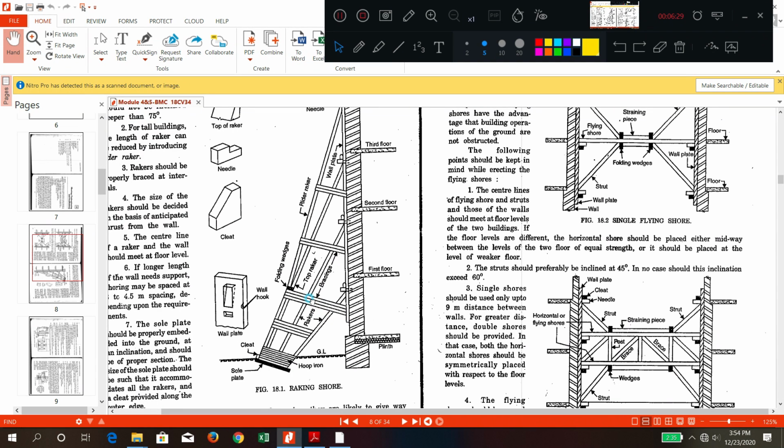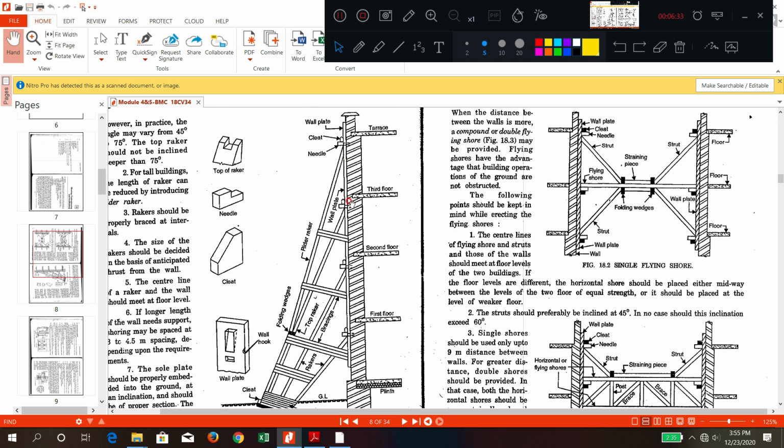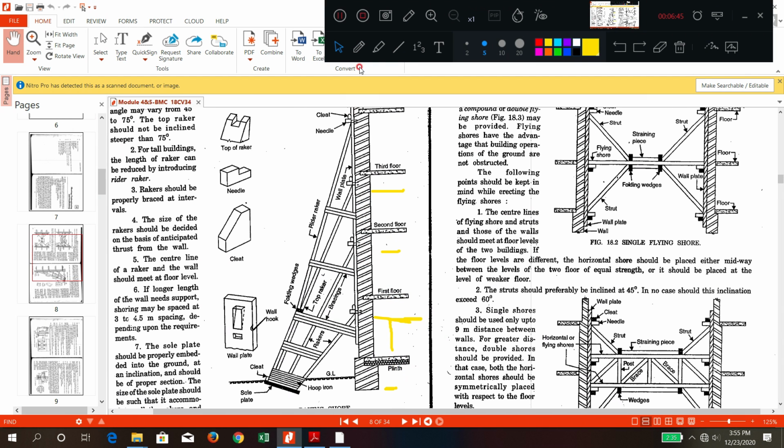Are you getting this point? Here you can see this is the wall, the cross section of the wall. Here you can see plinth level, first floor, second floor, third floor, terrace. Now where the walls and these are meeting, rackers meet at the floor level like this.